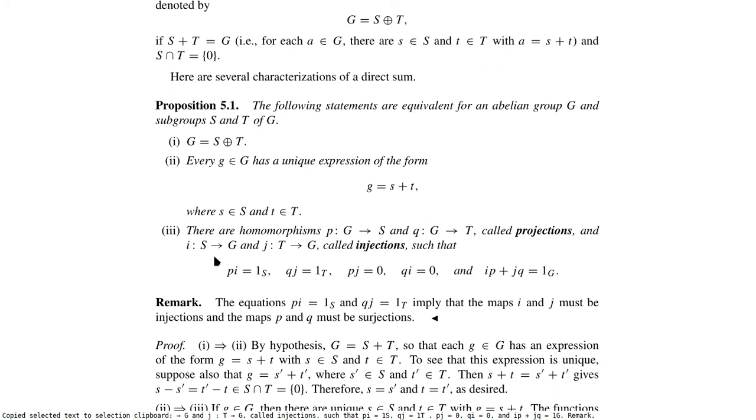I was able to make sense of this by just drawing some diagrams. When you have P composed with i, you get the identity on S. Q composed with j gives you the identity on T. P∘j together give you 0. Q∘i together give you 0. And to get the identity on the abelian group, you have to have iP + jQ.